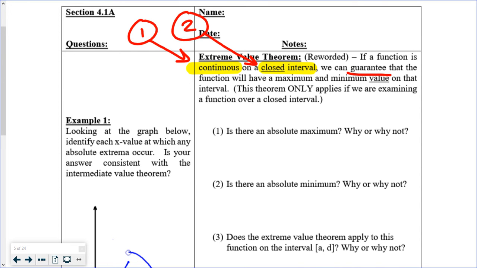This theorem only applies if you're looking at a closed interval. What does the word closed mean? Well, there's boundaries. It is not infinite when you got brackets, when you got solid endpoints. So that would be something like bracket a, comma.